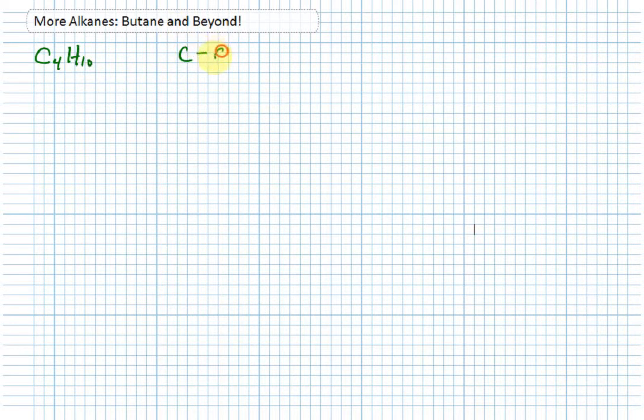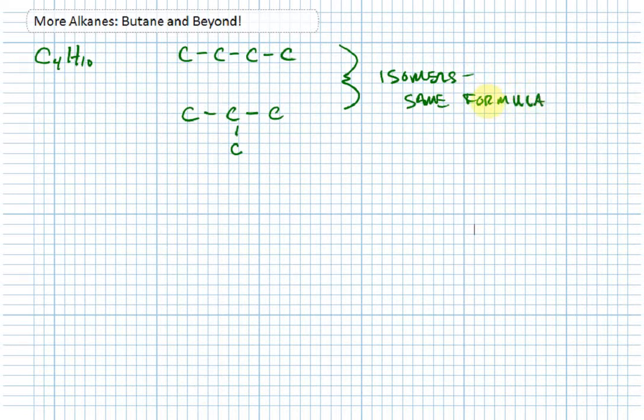You could put the carbons in a straight line, or you could take the carbons and put three in a straight line and then branch a carbon off. And we said that these two different structures with the same formula were called isomers. Again, same formula, in this case C4H10, different structures or arrangements, different bonding pattern. That means they're models of different molecules.